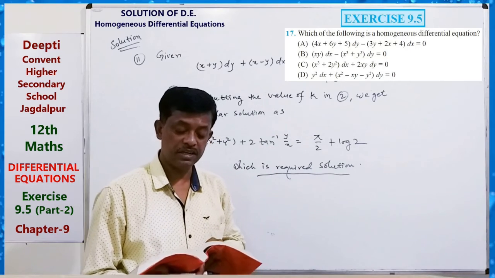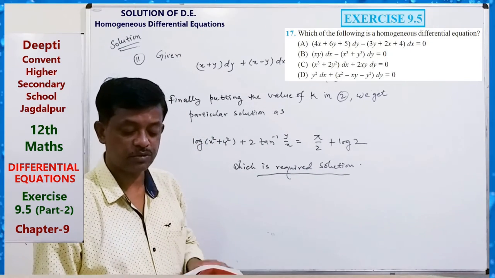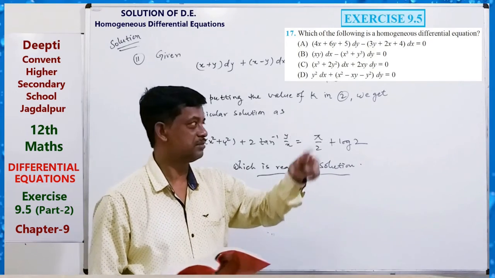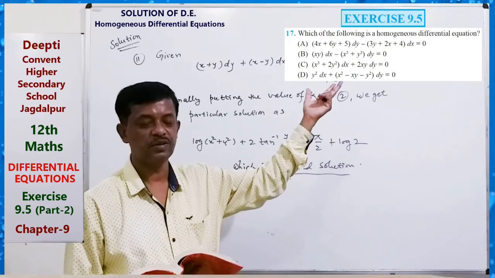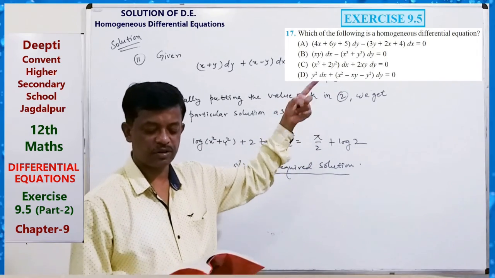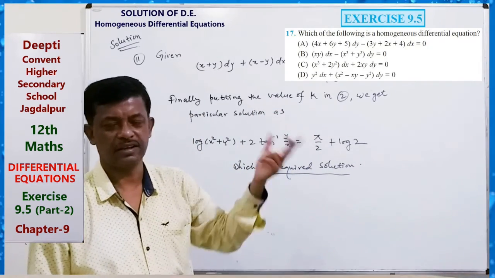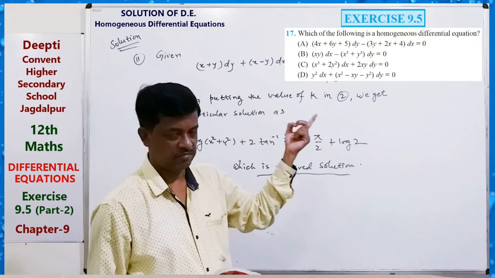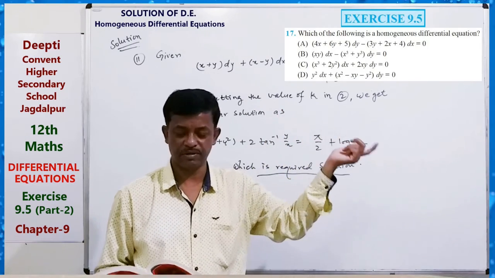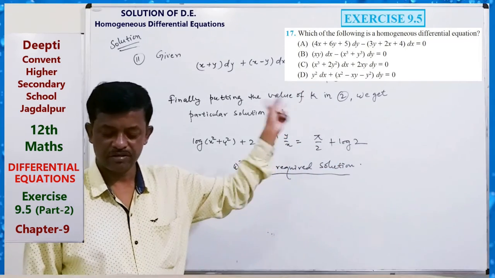In question D, you can see that dy by dx equals to what? Minus y square upon x square minus xy minus y square. So D is homogeneous function. Very clear. Fxy equals to what? Minus y square upon x square minus xy minus y square. So second degree everywhere. So you can check it by putting lambda x lambda y in place of x and y, and you can get lambda to the power 0 fxy. So D is the answer.